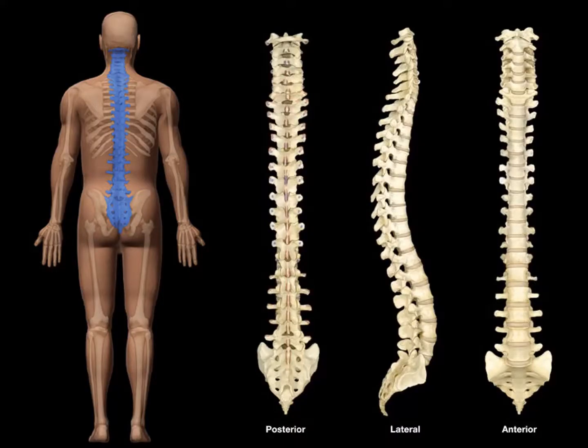The curves can be seen best in the lateral view. If we were to have a curvature in the anterior or posterior view, that would be an abnormal curvature. You might be familiar with the term scoliosis. That is a lateral curvature. It's not something that we really want to see on X-ray.